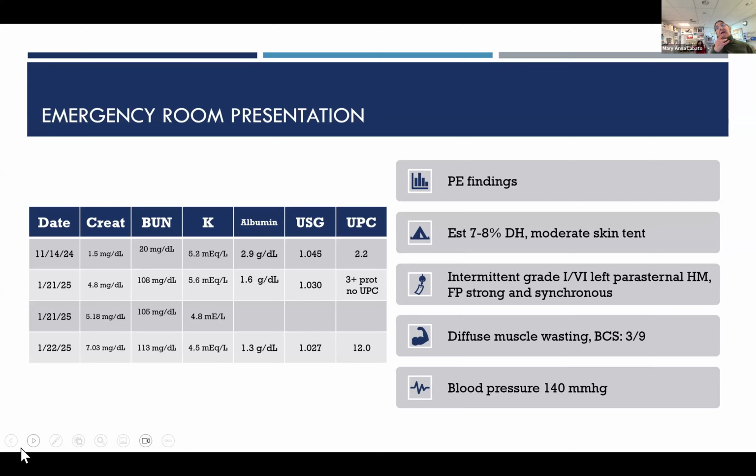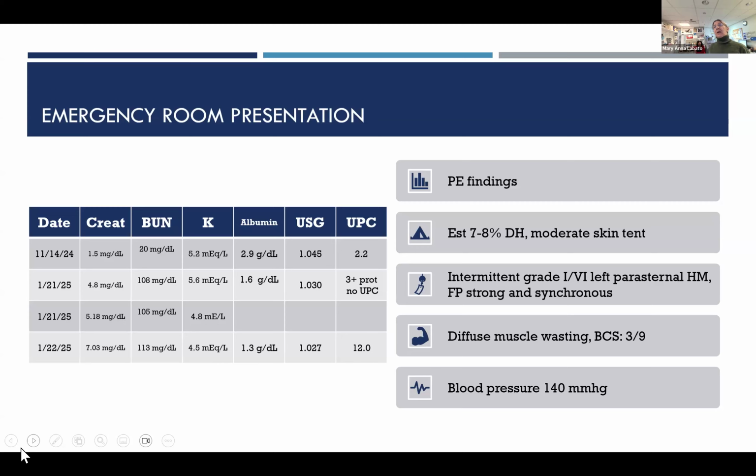She then continued to be off at home, so they brought her back in, and at that time her BUN and creatinine had jumped to 4.8 and 108, potassium 5.6, so creeping up a little bit. Her albumin had dropped to 1.6, and her specific gravity was 1030. On a UA, they saw 3+ protein, but did not submit a UPC.